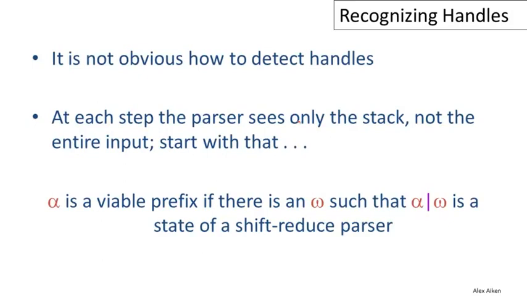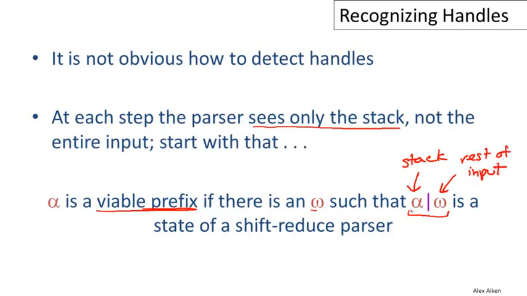As we've already said, it's not obvious how to detect handles. So what does the parser know? Well, it sees the stack. At each step, it knows the stack that it has already constructed. And so let's see how much progress we can make just thinking about what information we can get from the stack. So here's the definition. We're going to say that alpha is a viable prefix if there is some omega such that alpha | omega is a valid configuration of a shift-reduce parse. Now keep in mind that the alpha here is the stack, and the omega here is the rest of the input.